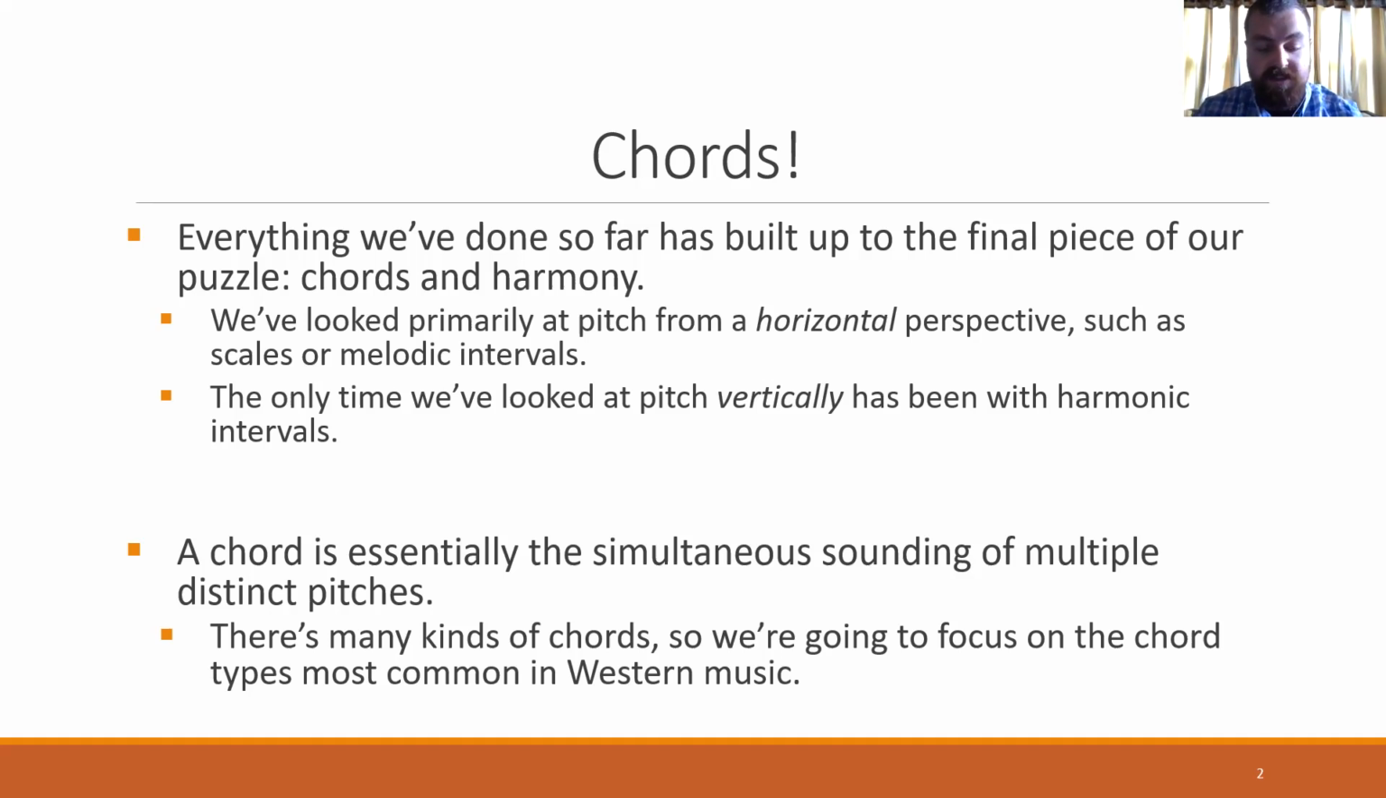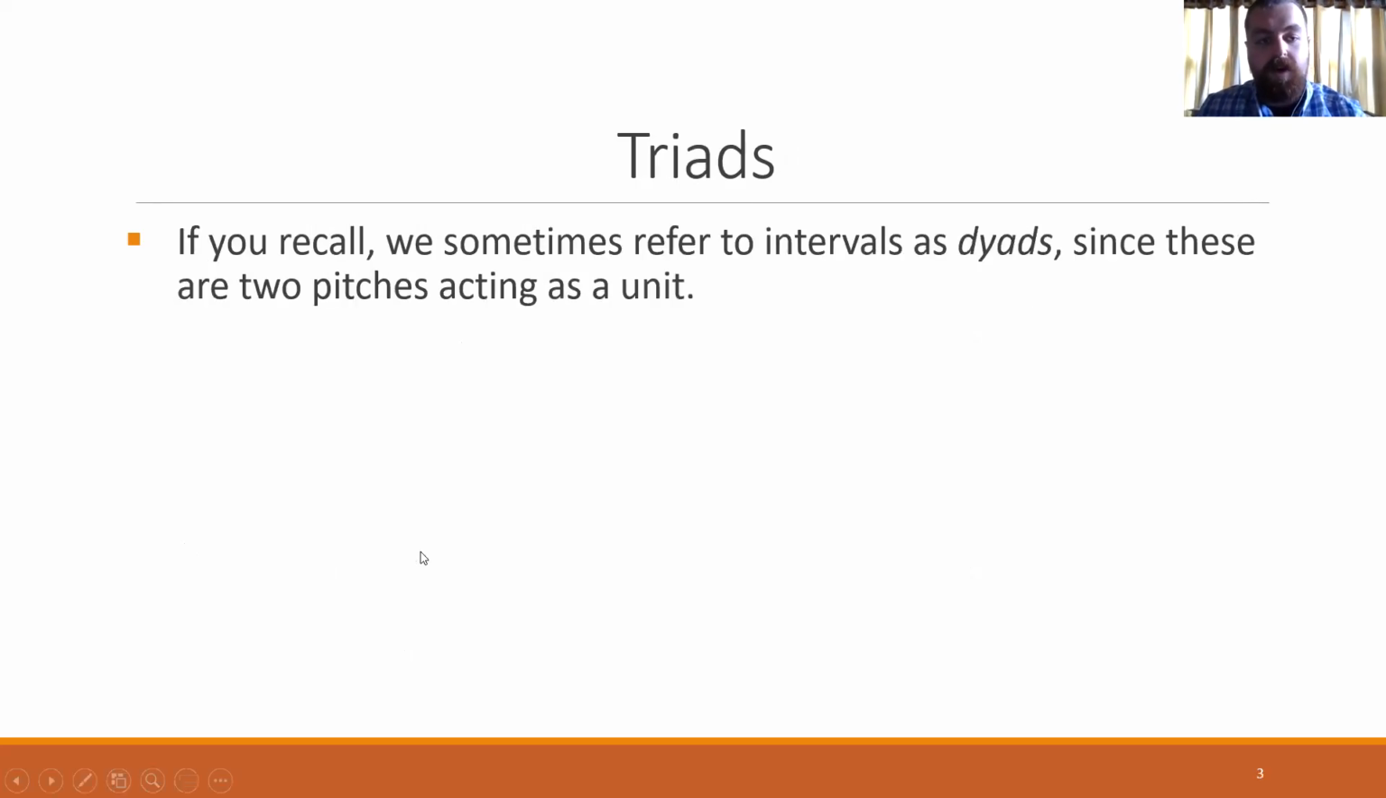There is no such thing as knowing all of the chords. When people say that they know all the chords on an instrument, they're usually referring to the major and minor chords that we'll be talking about here. But there are other ones out there. As for triads, if you recall, we very briefly referred to intervals as dyads. I mentioned this once. Harmonic intervals especially can be thought of as dyads, since these are two pitches acting as a unit. Di is the prefix that means two, and ad just means two of something.